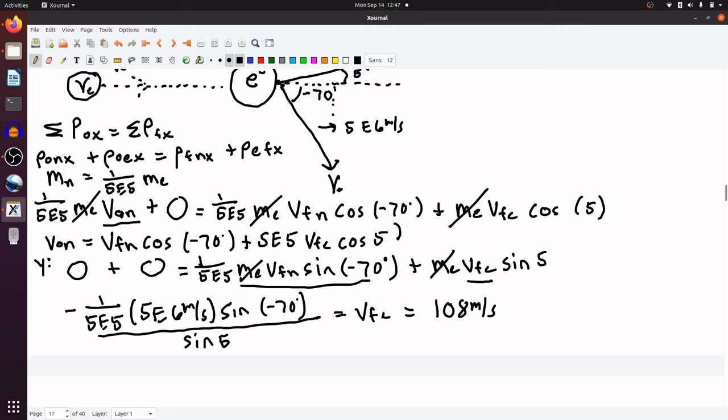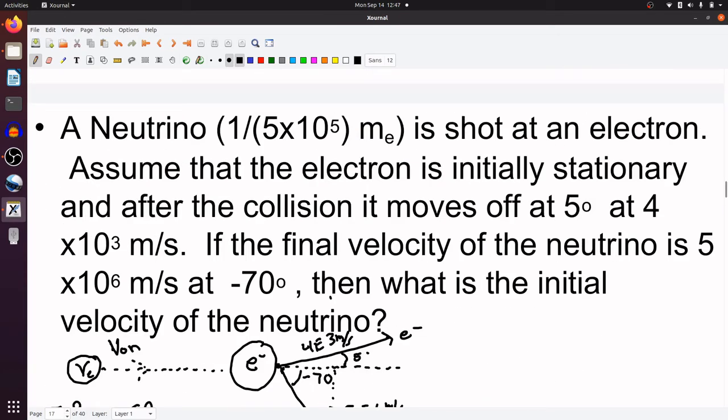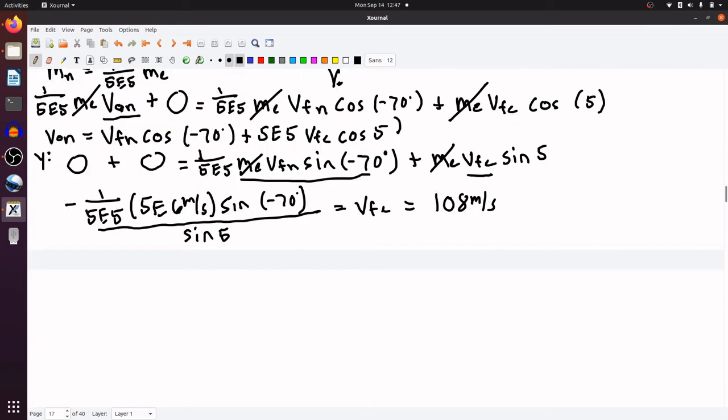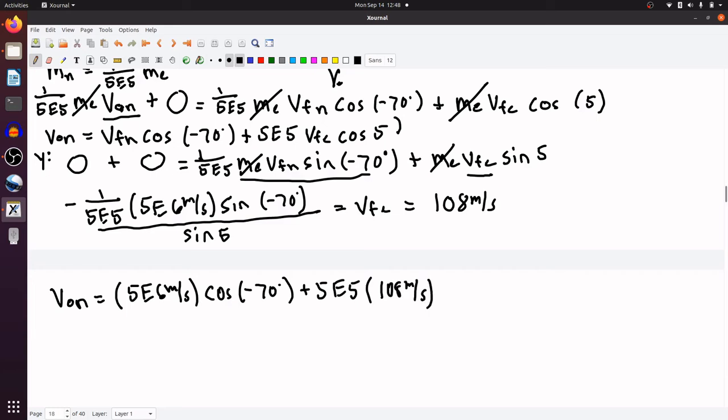Not very fast. But remember, it's 500,000 times more massive. So, yeah, it may not move very fast. Okay, so now that I know that, I'm going to plug it into my V naught N equation up here. The final velocity of my neutrino was 5e6 meters a second, cosine of negative 70, plus 5e5, final velocity of my electron was 108, cosine of 5.